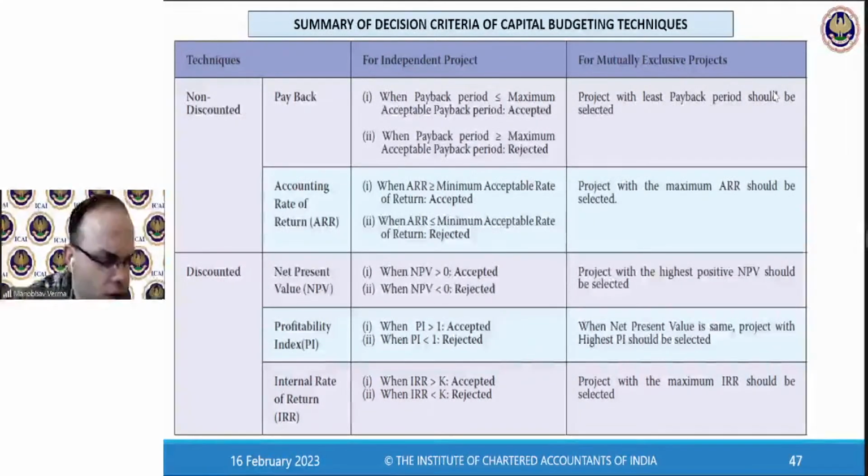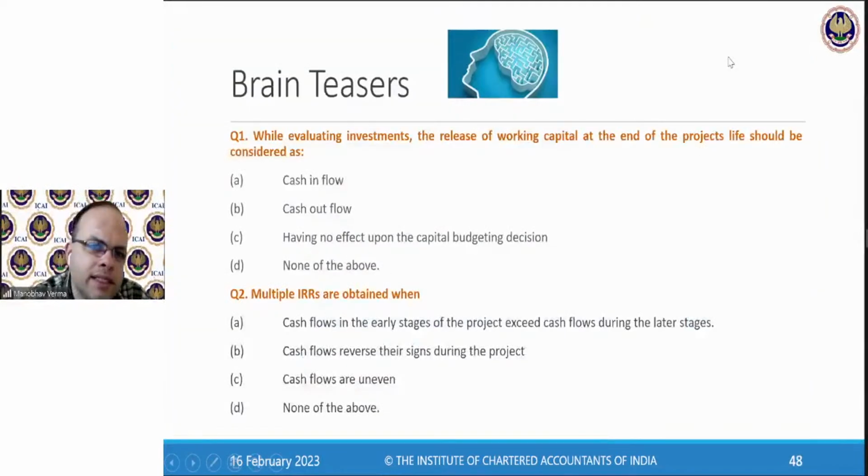So it's time for a couple of brain teasers for everyone, guys. And I request you guys to answer it with the question number.